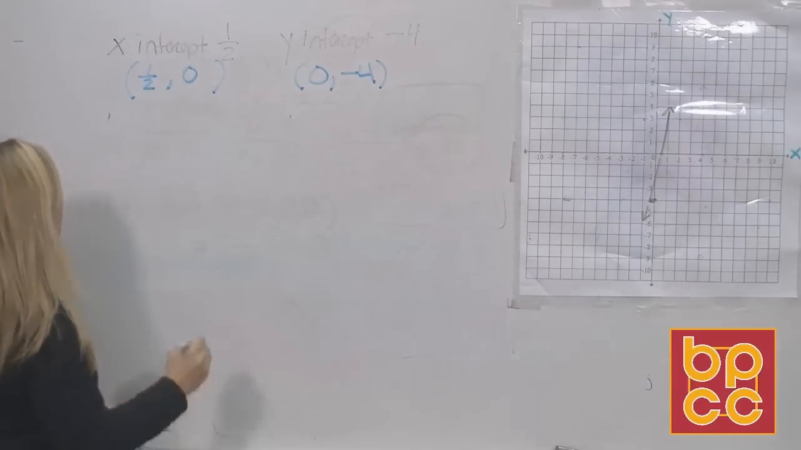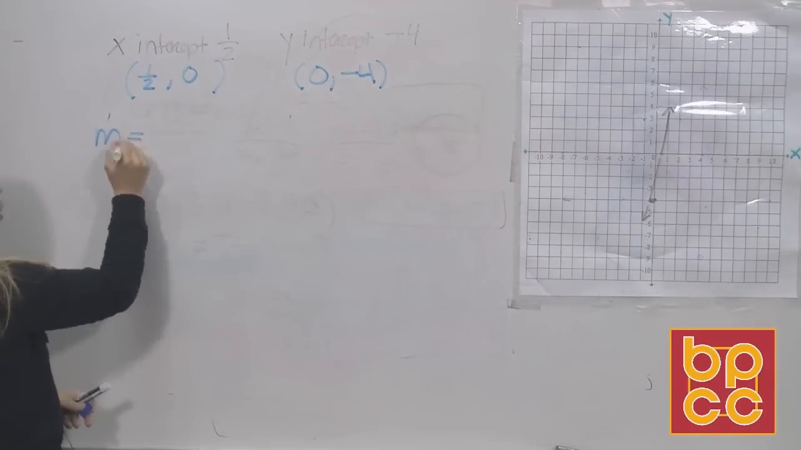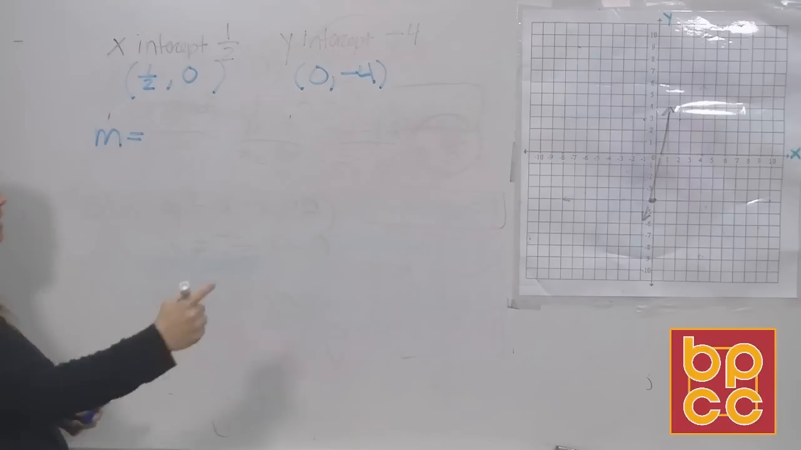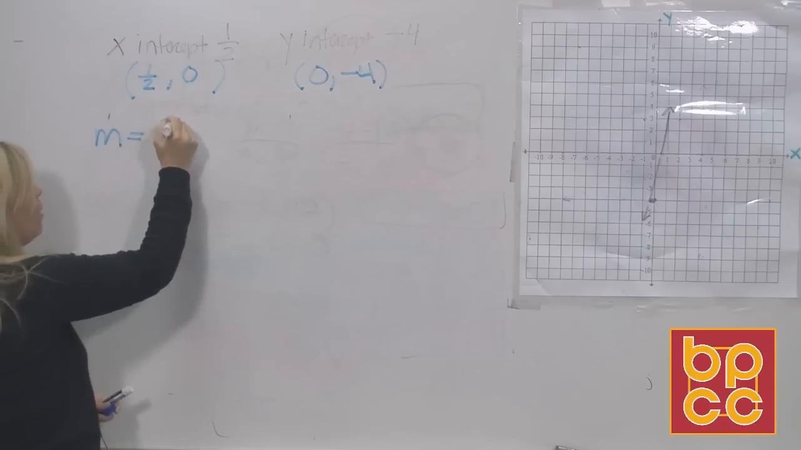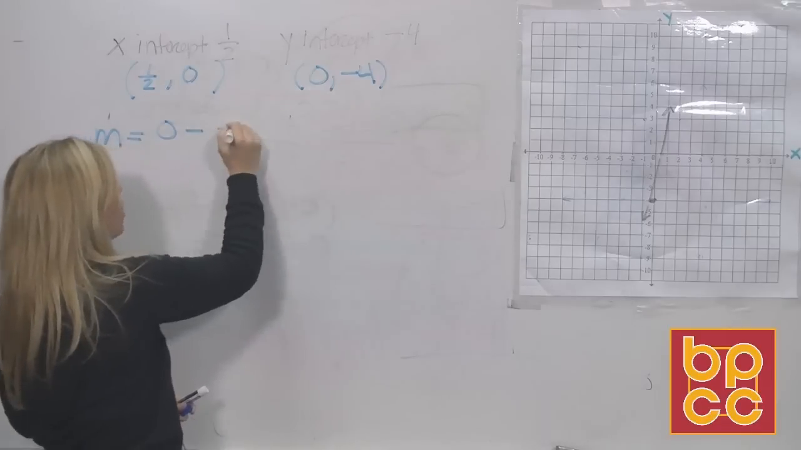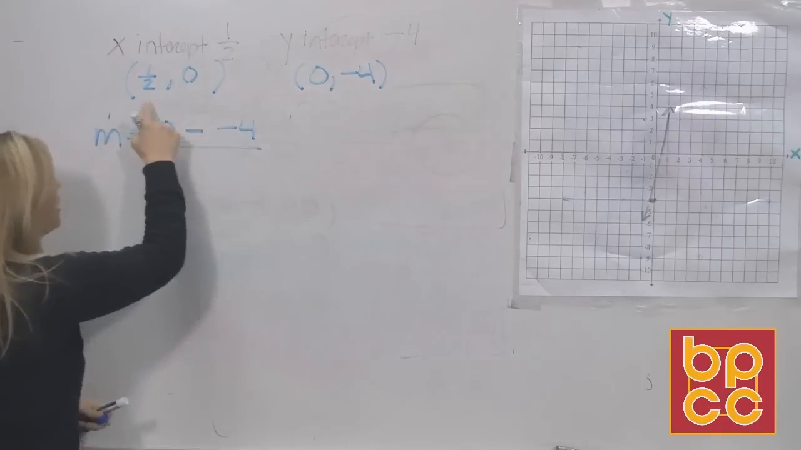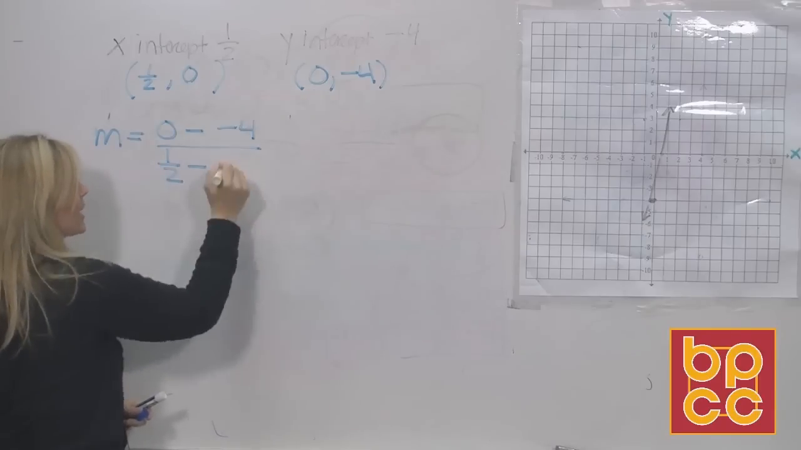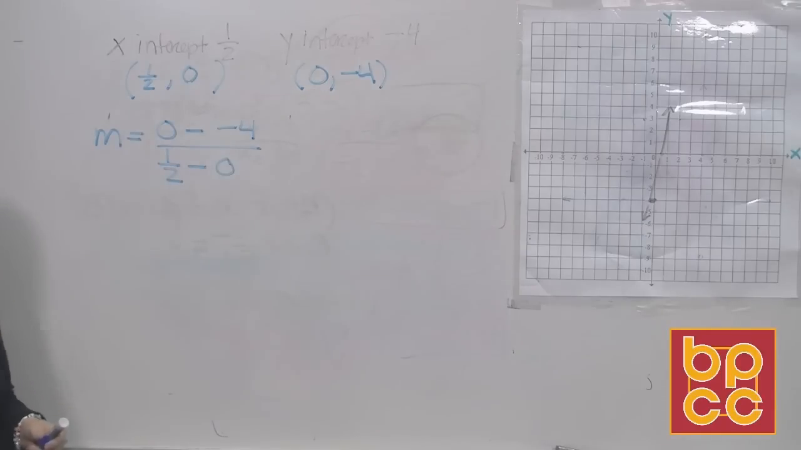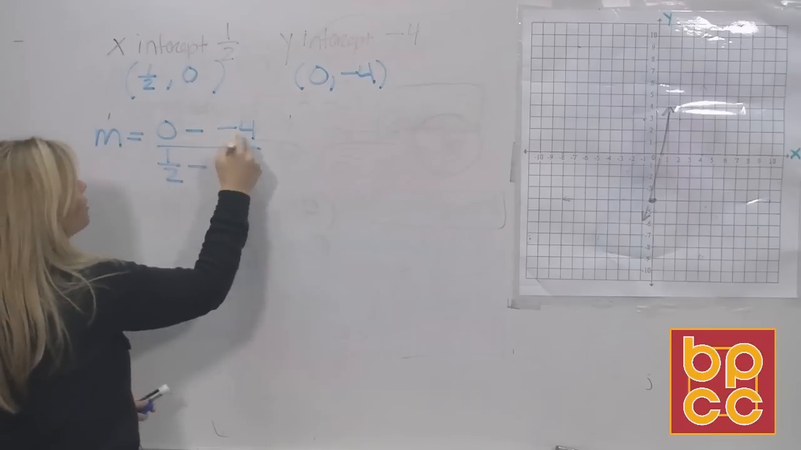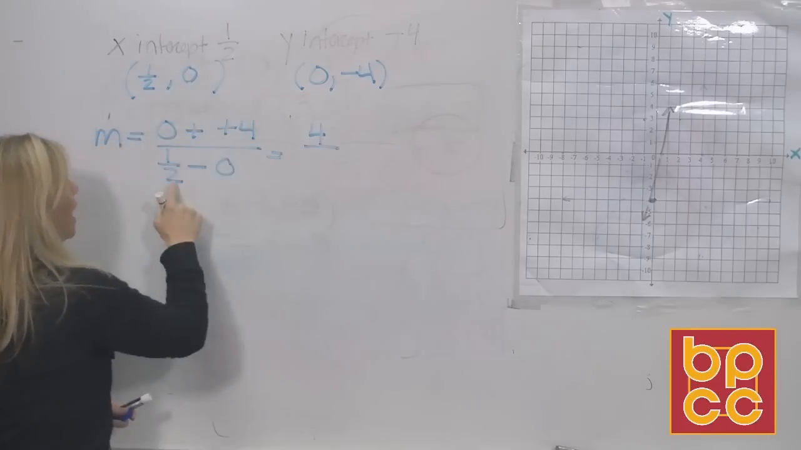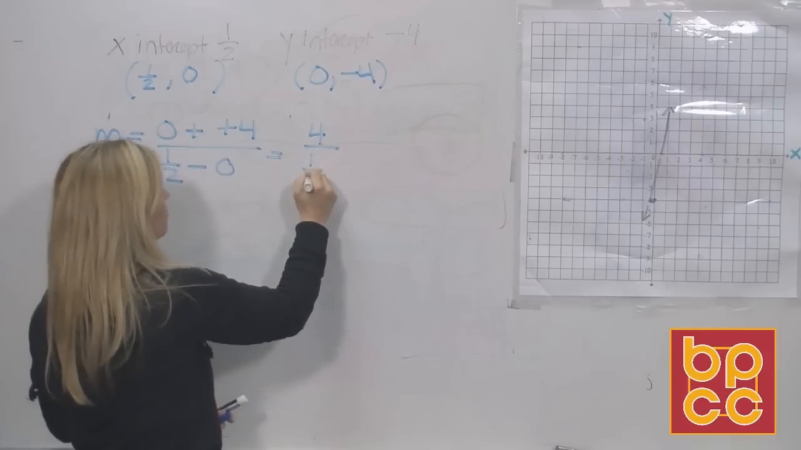If you have those 2 points, to find the slope, you can do the formula. Rise over run. Subtract the y's, subtract the x's. The first y is 0, subtract. The second y is -4. The first x is 1/2, subtract. The second x is 0. Now we're going to do our arithmetic. 2 negatives make a positive. So this would be 0 plus 4, which is 4. 1/2 minus 0 is 1/2.